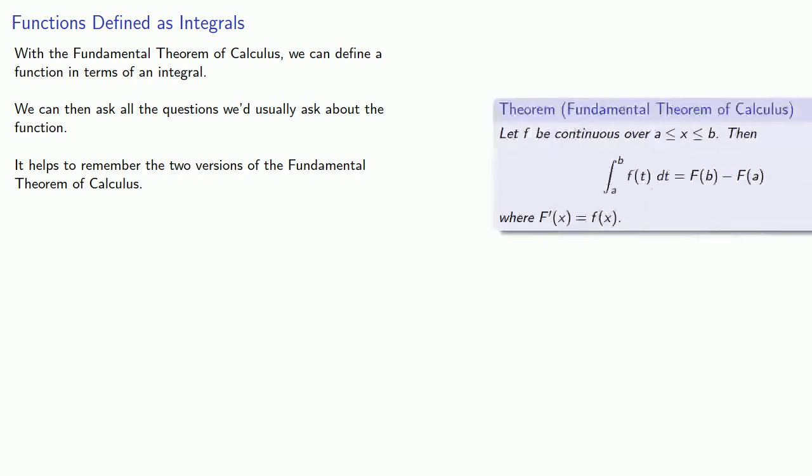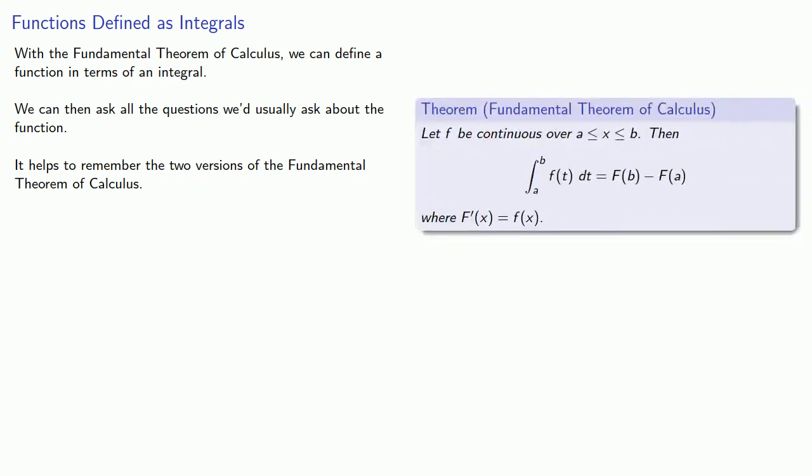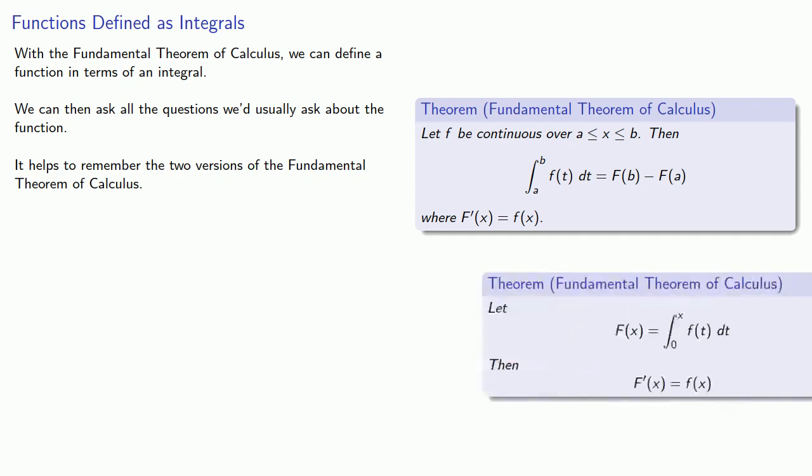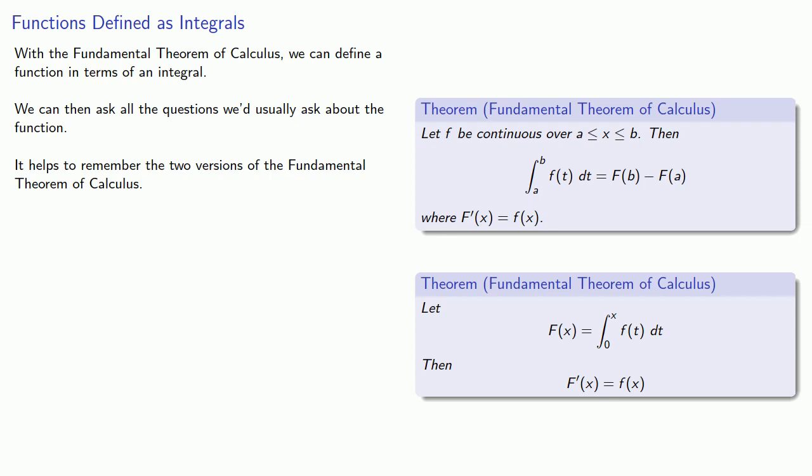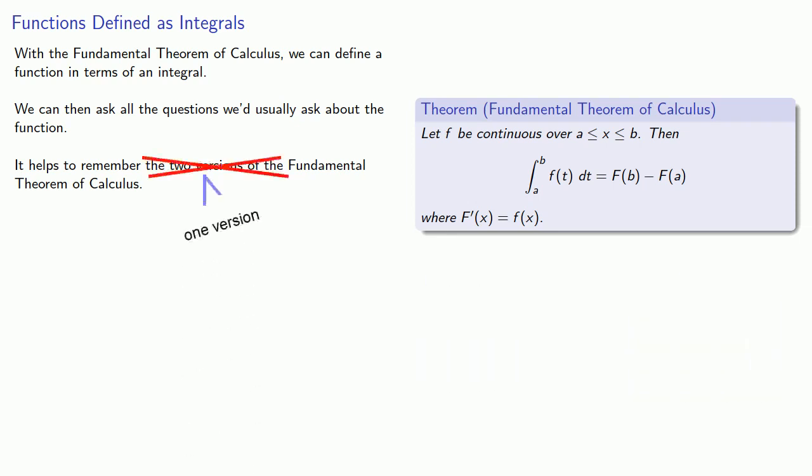First, let f be continuous over some interval. Then the definite integral over the interval is going to be the difference between some function f at b minus f at a, where the derivative of our function is the integrand. Now there's a second version of the fundamental theorem of calculus, but in retrospect, we really don't need this and shouldn't rely on it. But you should always remember the chain rule.